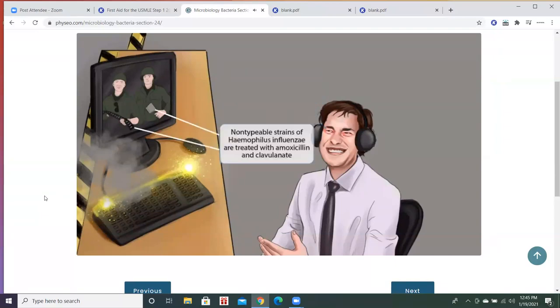Finally, as I just mentioned, James has been playing a lot of the video game Call of Duty, as you can see on his computer screen. If you look closely at the two characters on his screen, you can see that one is holding up an ammo belt, which is our symbol for amoxicillin, and the other is holding up a cleaver, which is our symbol for clavulanate. This is here to help you remember that non-typeable strains of H flu can be treated with amoxicillin and clavulanate.